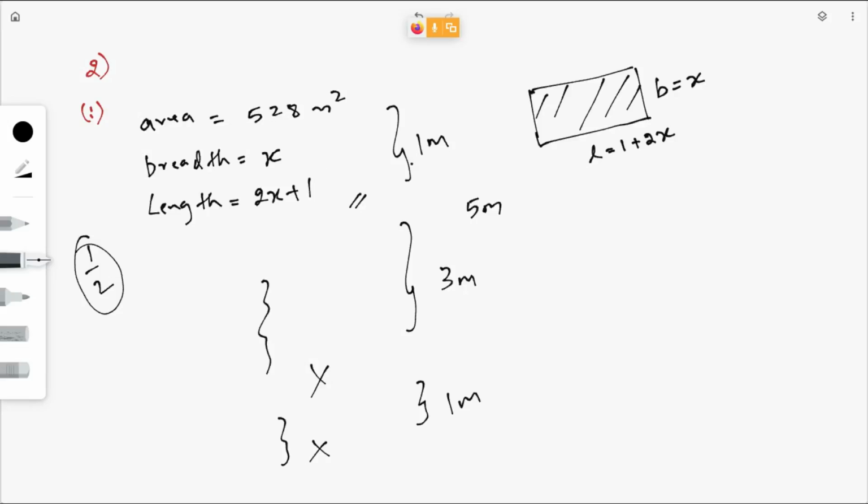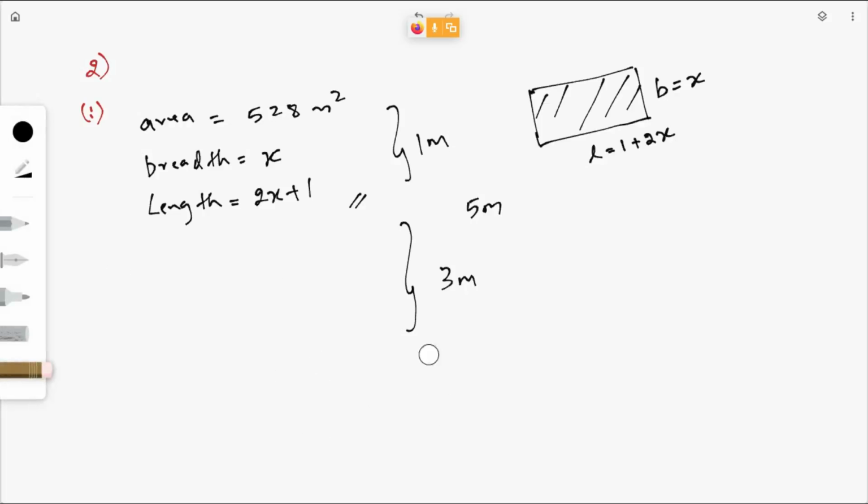You don't get 1 mark here. You will just get half marks. So it is a waste of time and effort. So don't make any mistakes while taking the given data. Read the question once or twice, but don't make any mistakes.